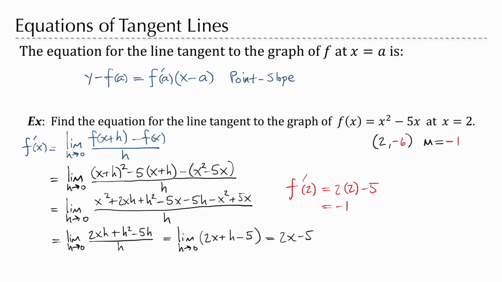So now that I have my point and my slope, I can write the equation for the tangent line using point-slope form. So it's going to be y minus my y value, negative 6, which is y plus 6, and that equals my slope, negative 1, times x minus 2.